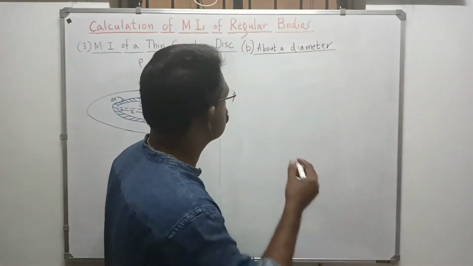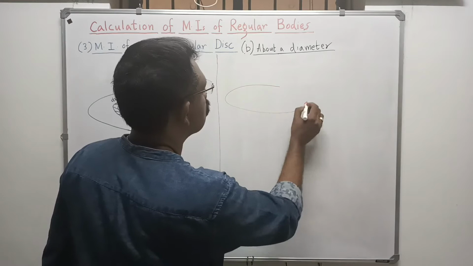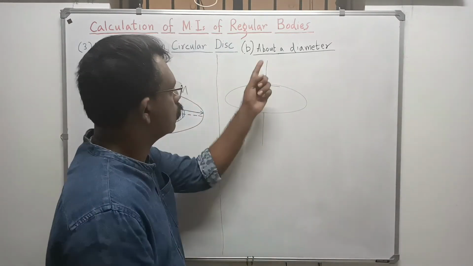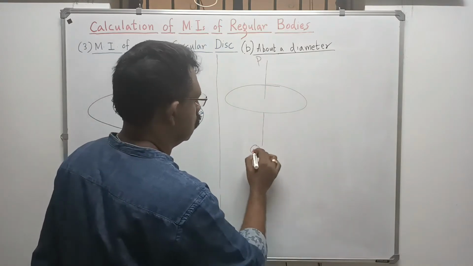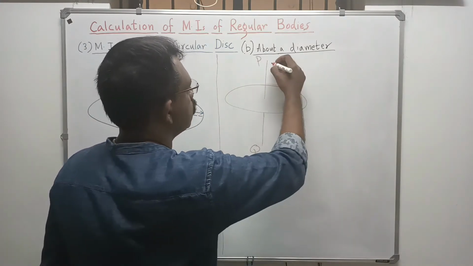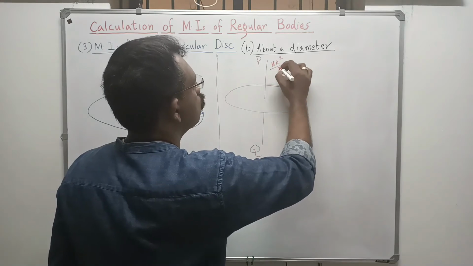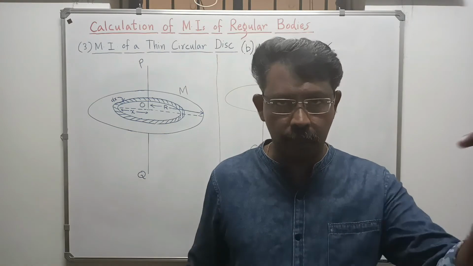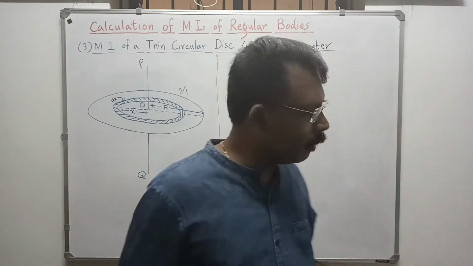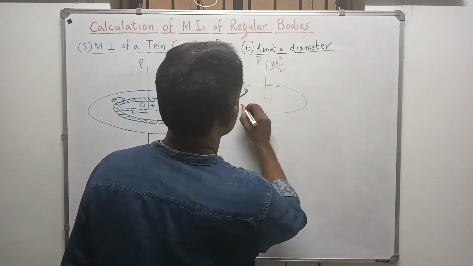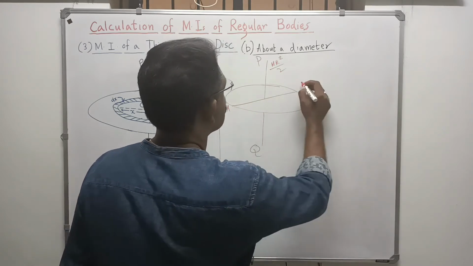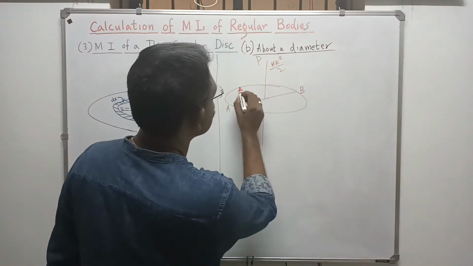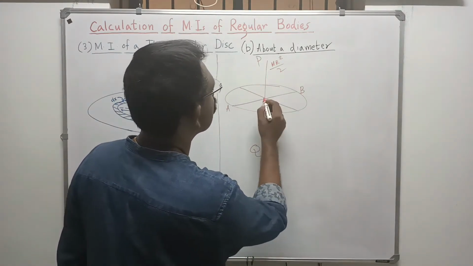So I have this one. I have already found out this one passing through the center. This is about PQ. I have already found out this to be mr squared by 2. Now I want to find out the moment of inertia of this disk about two diameters. I am considering two diameters like this, say AB. As you know, it is one diameter. Another diameter I can consider is like this, passing through the center.